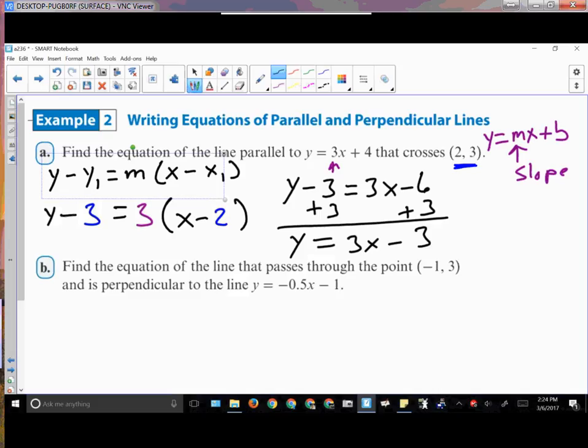And if we wanted to check that, what is 3 times x, which is 2? What's 3 times 2? 6. What's 6 minus 3? 3. What's supposed to be y? 3. So it did work.